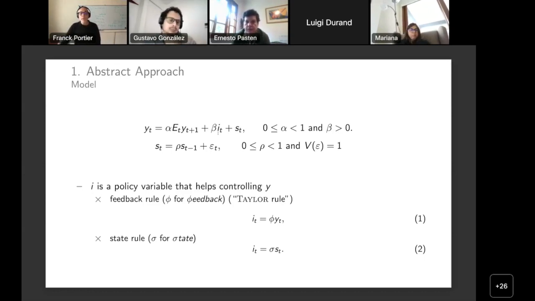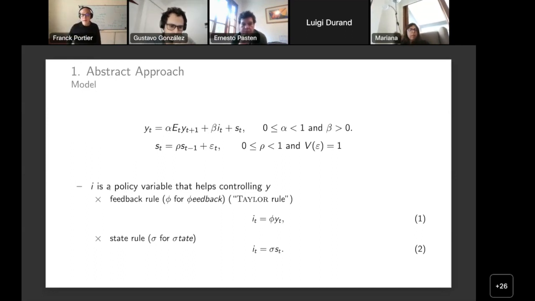Okay, so let us think of this policy variable as something that helps control y. Here I'm not looking at any optimization problem, do I adjust the instrument in a particular way? I'm just assuming some policy rule.